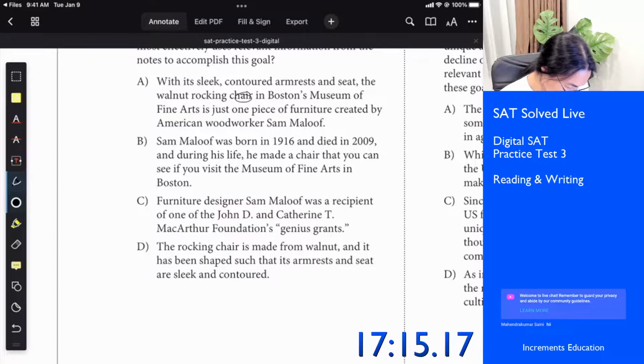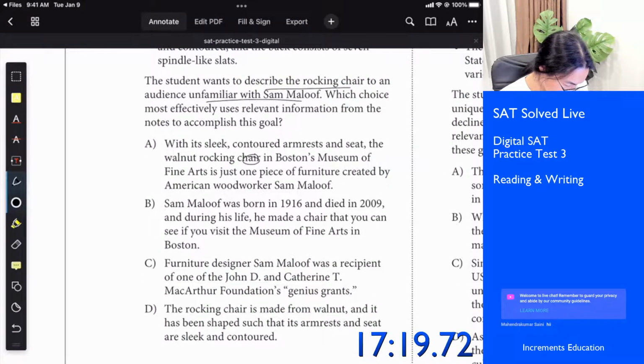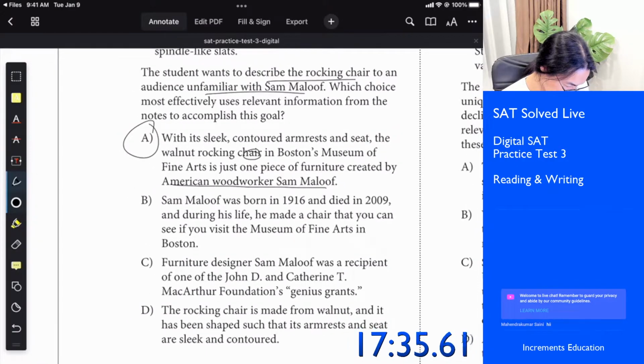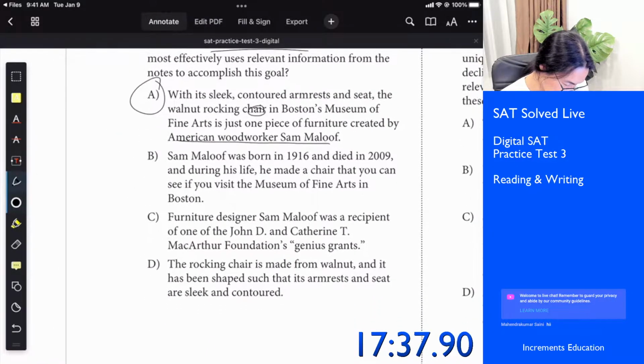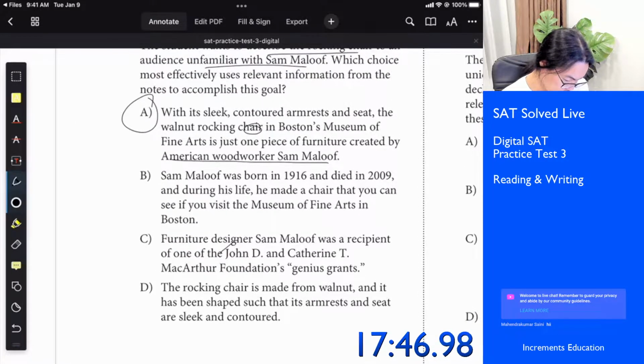The rocking chair is made of, oh my god. We're trying to describe the rocking chair, so it must be American woodworker Sam Malouf. Yep. We have to describe the rocking chair, and that doesn't do this. And we need to have some connection to Sam Malouf.